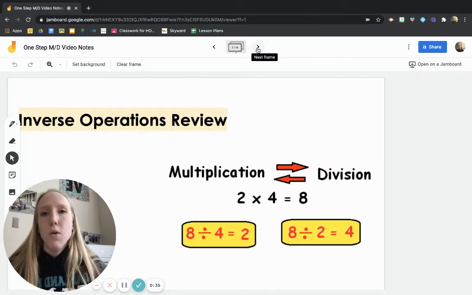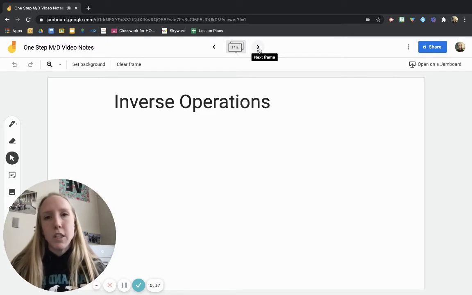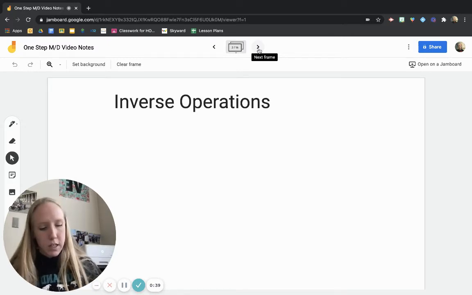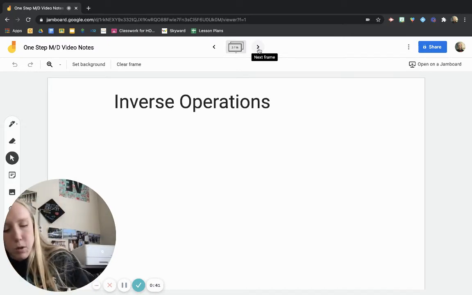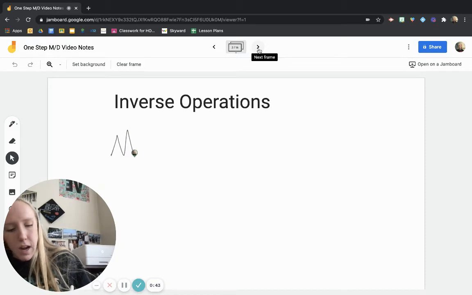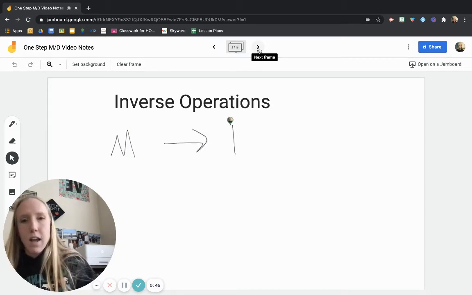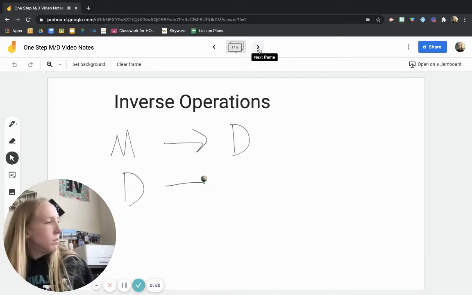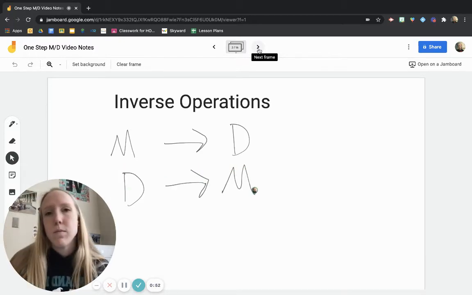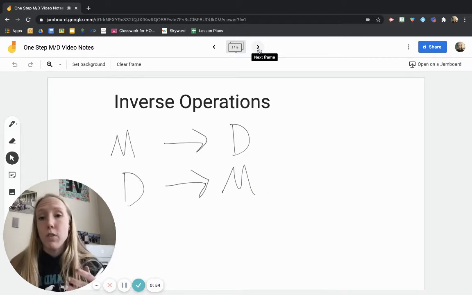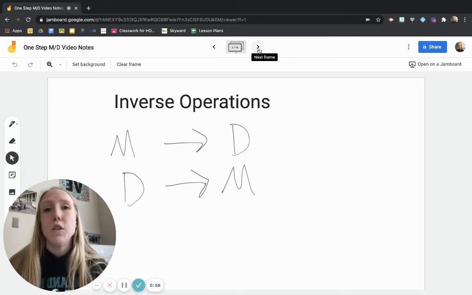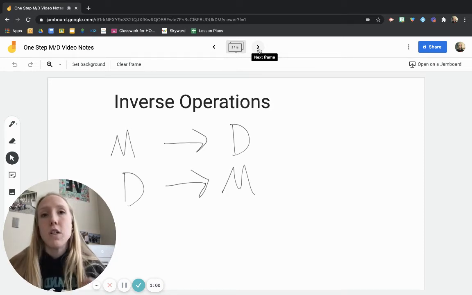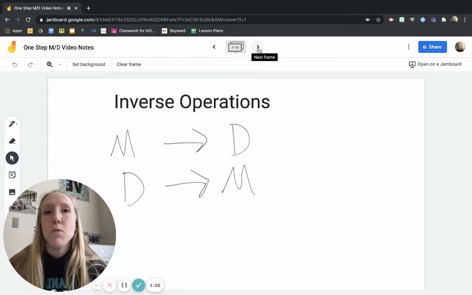Okay, so inverse operations. Remember that the inverse of multiply is divide, and the inverse of divide is multiply. Remember that those are inverse operations. If you ever need to undo multiplication, you divide. If you ever need to undo division, you multiply.